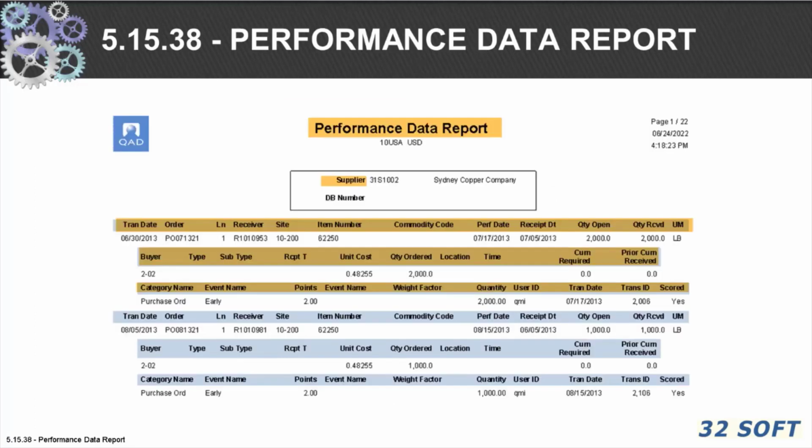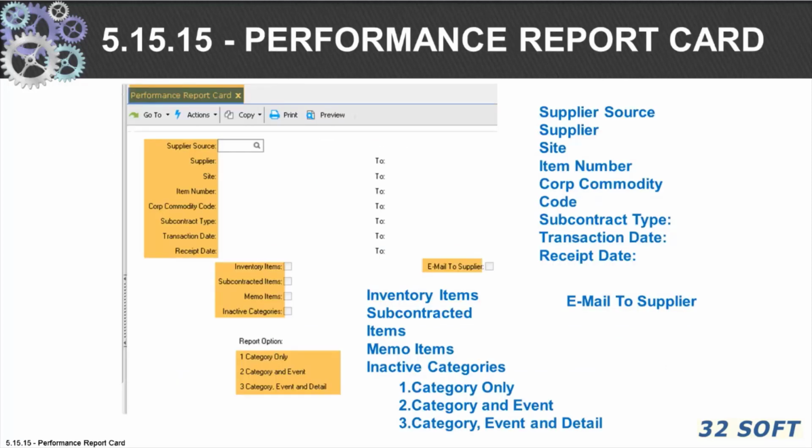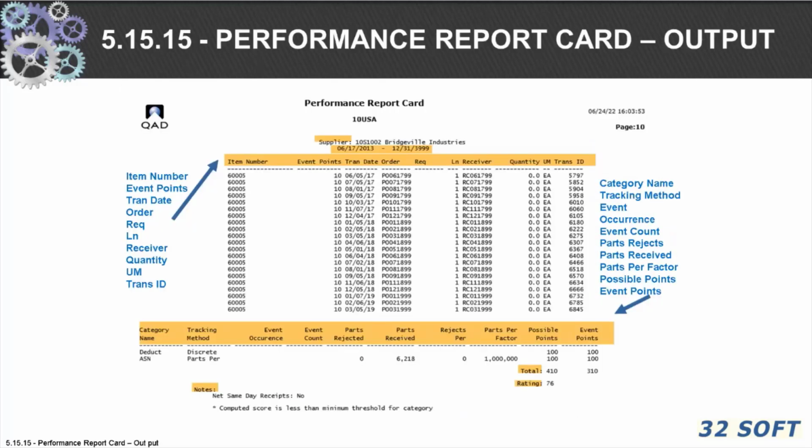As the 5.15.38 is a fairly complicated output, you will need to make sure that you communicate extensively with your buyers and the sales and operations departments of your suppliers. Here are the selection criteria for the 5.15.15, the performance report card. Here is the 5.15.15 performance report card report with option 3, category, event, and detail.